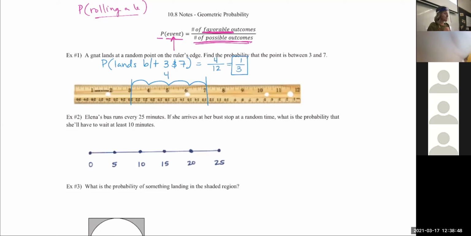Okay. Miss Raven, yes. I have a question. I'm kind of confused how you got the 12. So it's your total possible, the number of possible outcomes. So we have a ruler that goes from 0 to 12. So that's 1, 2, 3, 4, 5, 6, 7, 8, 9, 10, 11, 12 total inches that it can land on. The favorable is the 1, 2, 3, 4 between 3 and 7. So favorable is 4, total possible is anywhere on that ruler, which is 12. That make sense? Yeah. Any other questions on that one?